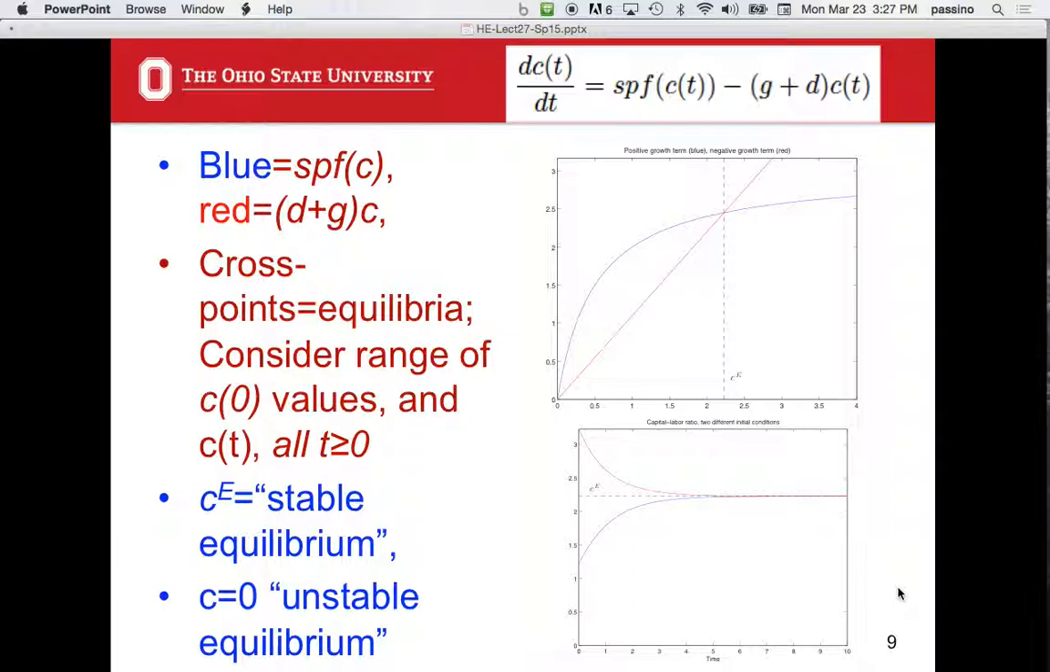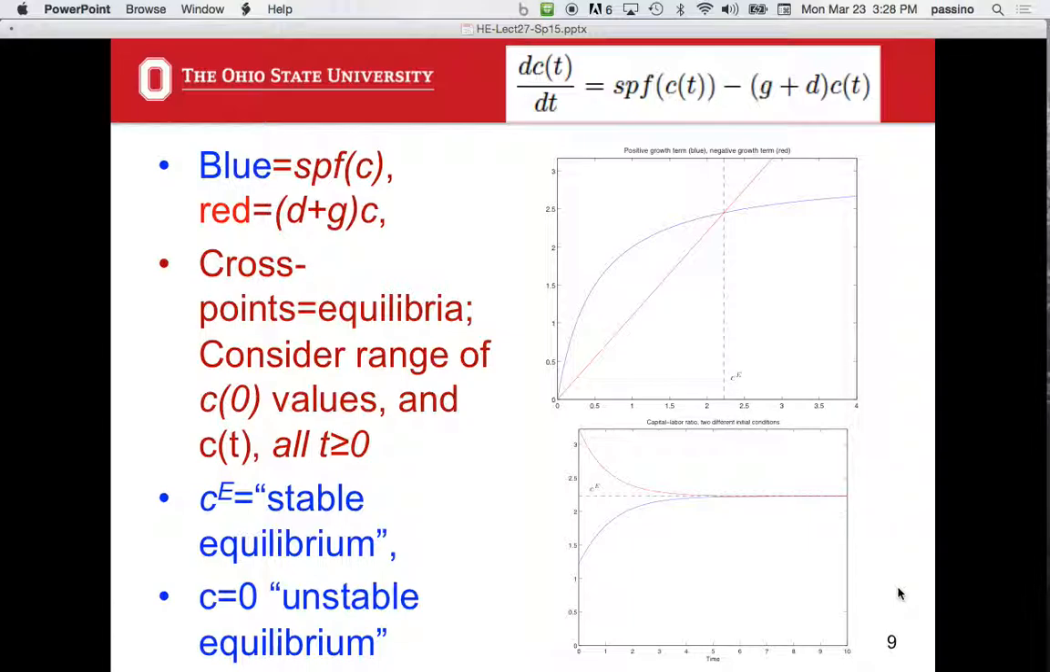But there's a second reason. If the blue is above the red, and the blue is F, that means the function on the right-hand side is what? Positive, exactly. That means dC/dt is positive, which means the country's getting richer. On the other hand, if blue is below red, that's not a good situation, because your growth rate and your depreciation rate are so high that you are going to be decreasing your capital. Everybody with me now?